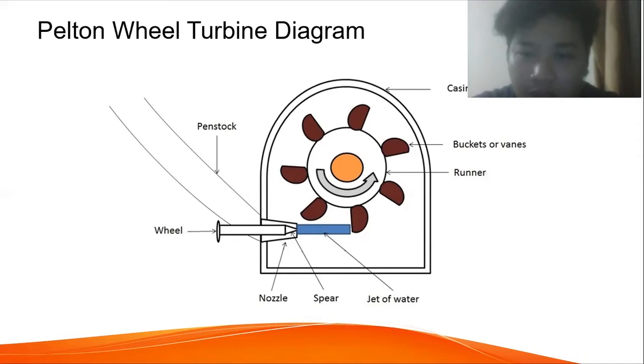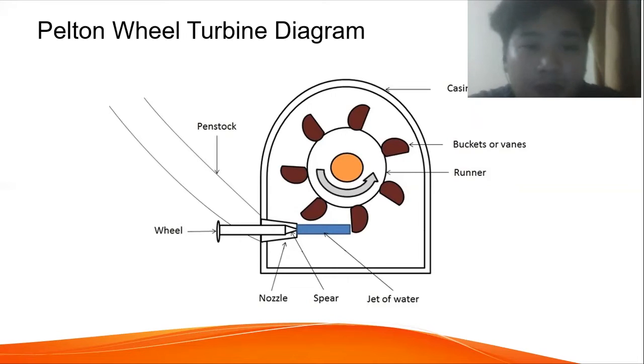After that, nozzles are placed around the wheel to introduce water to the turbine. This nozzle shoots water jets in the opposite direction of the turbine wheel. The effect of the water jets on the buckets causes the turbine to spin. In this experiment, a fully open nozzle is set.